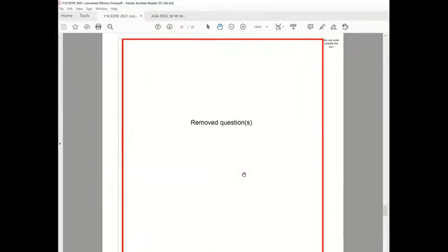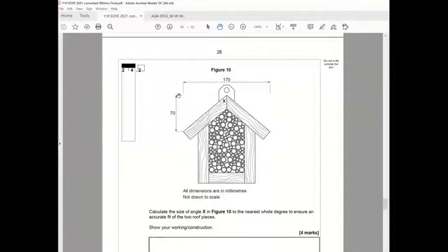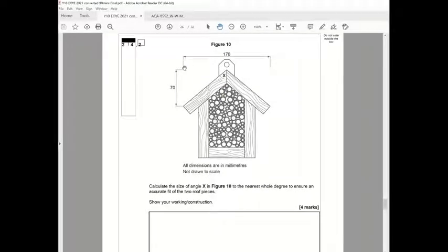Yes, final questions about angles. What they're really looking for here is this angle. So what they want to know is that length, and that is of course half of 170, which is 85. Your first mark comes from recognizing that you've got 85 in there. If you've put 85 in there, or you've put 85 down here, you get 1 mark. And then you've got to use the correct trigonometry.